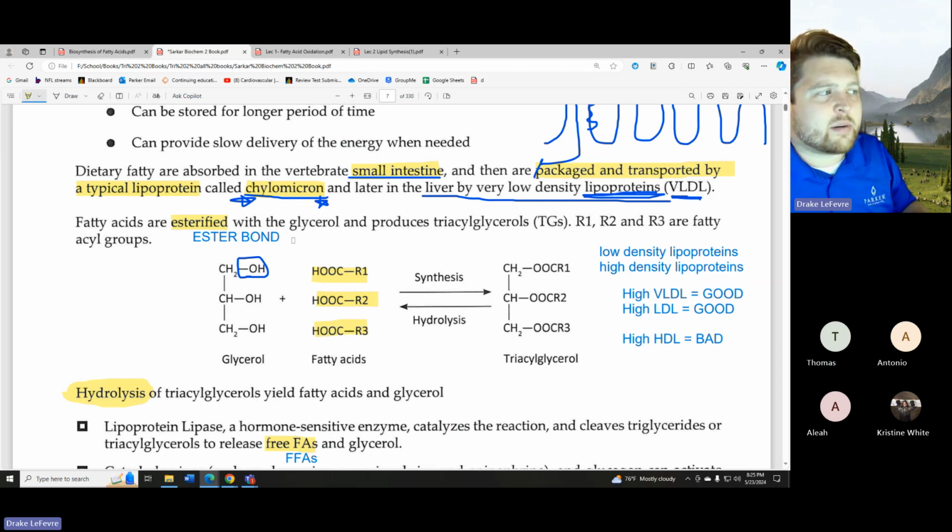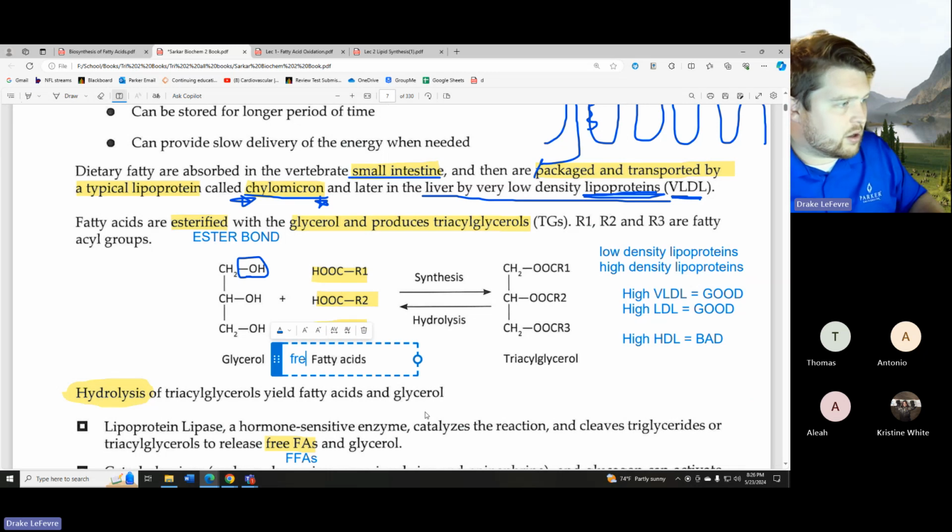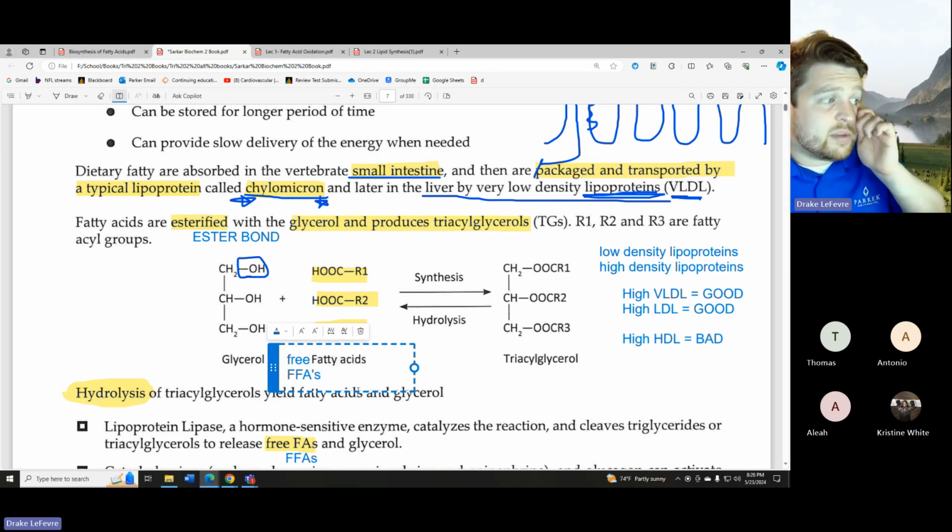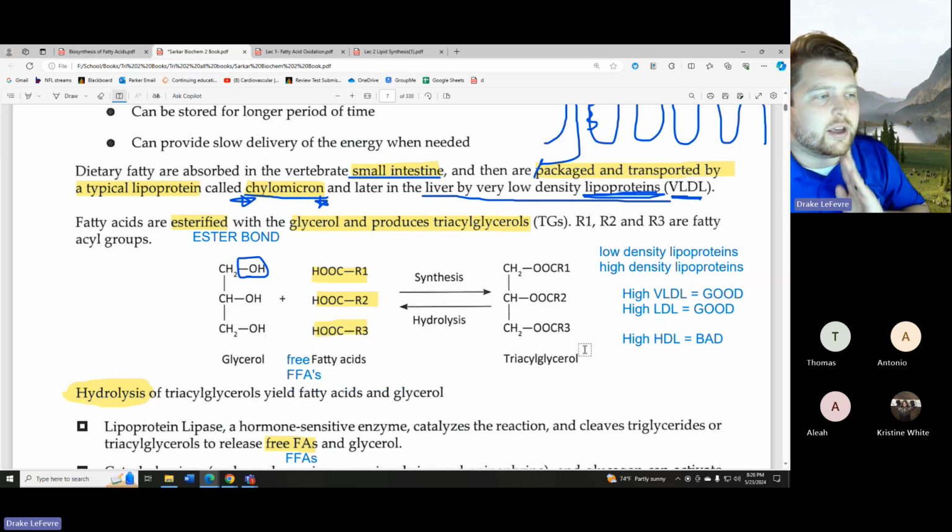Okay. Whenever we're talking about fatty acids, 9 times out of 10, if it asks about a type of bond, it's probably going to be an ester bond. So an ester bond forms between the glycerol and fatty acids to produce the triacylglycerols. So right here are our fatty acids. Before they're bound, they'll be called free fatty acids, or they'll be lazy and write them FFAs. It all means the same thing. Free fatty acids, FFAs, all saying the same thing.